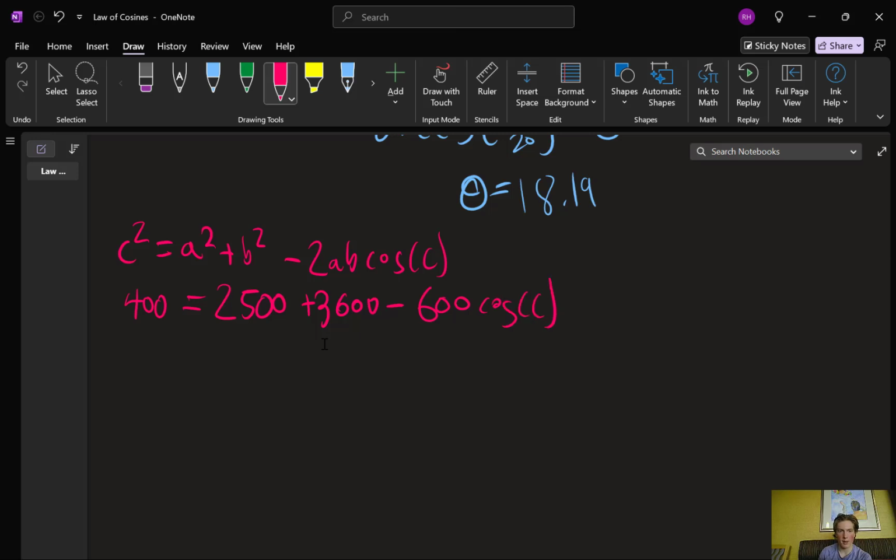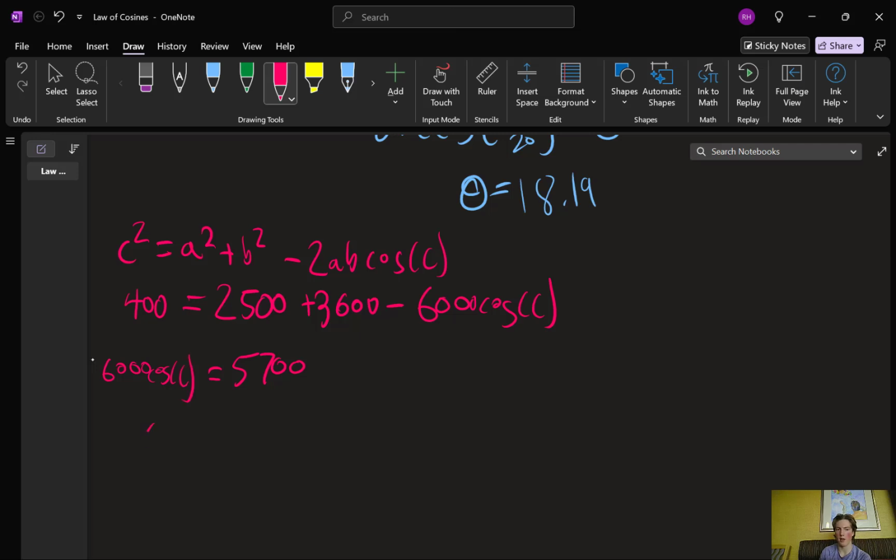So then let's simplify this. 2,500 plus 3,600 is 6,100. And then let's subtract 400, which makes it 5,700. And then let's add 6,000 cosine of big C to both sides. So then this makes it a little bit simpler. I think I forgot a zero. So 6,000 cosine of big C.